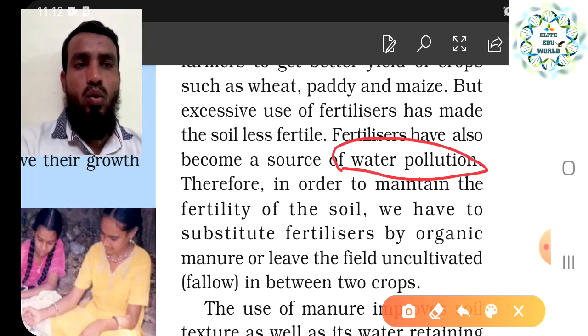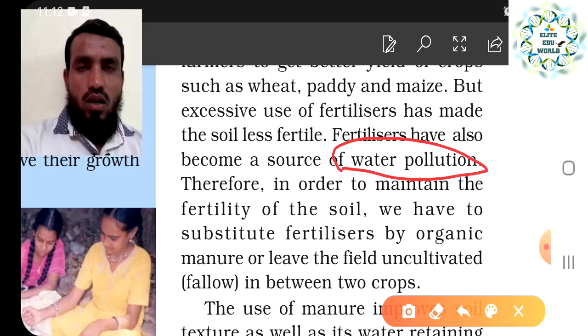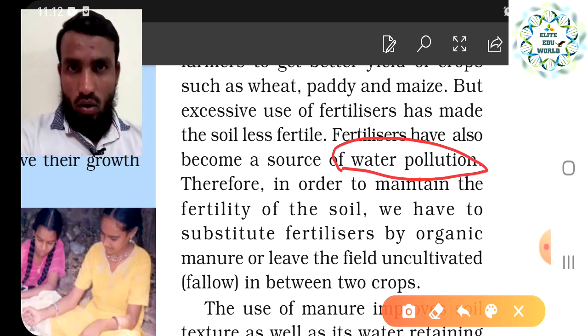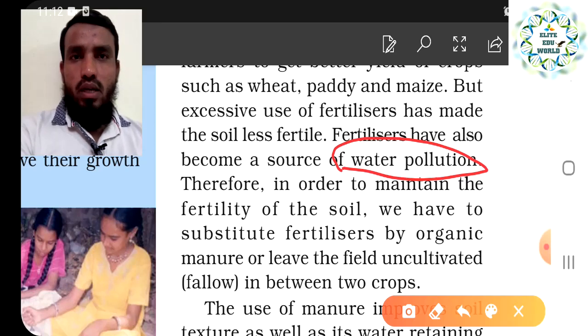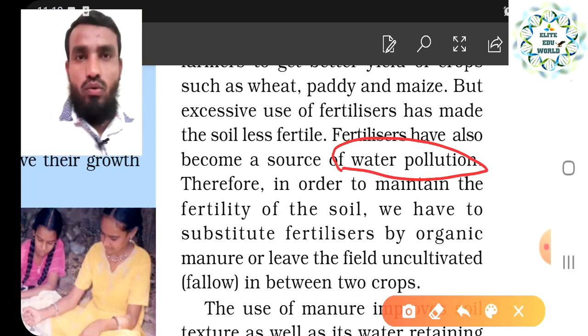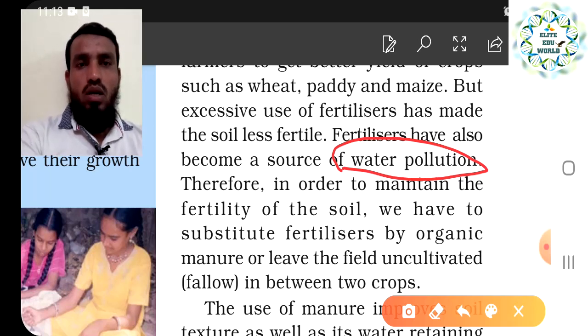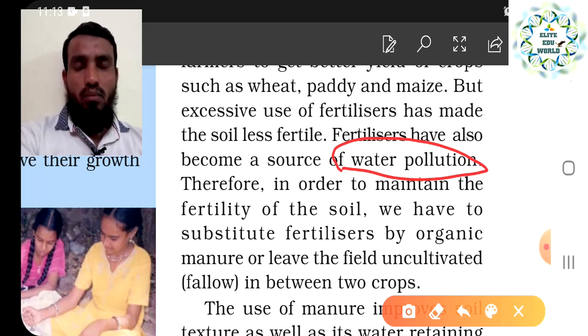Number one, it will pollute our water, because when we add fertilizers, some amount will be absorbed by the soil, but the remaining amount will wash out with the water we use for watering the plants. Those chemicals will be added into that water, and the remaining water will move and meet our water bodies like rivers and dams, so that will pollute our water. So therefore, in order to maintain the fertility of the soil, we have to substitute fertilizers with organic manure.